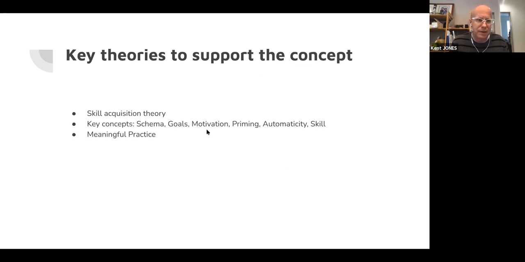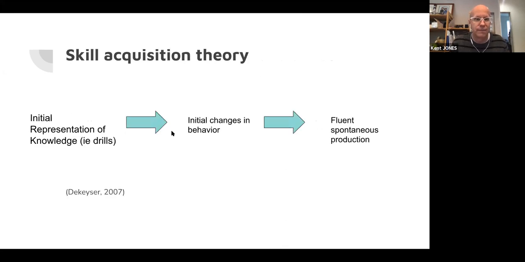Some key concepts I'm going to go over are schema, goals, motivation, priming, automaticity, and skill. Some of these you probably are quite familiar with. But there's a little tweak, a little bit of nuance to these ideas when we think about them in terms of skill acquisition theory. And then I'm also going to talk a little bit about the importance of meaningful practice, which I think Jose's system really works to create a chance for for students.